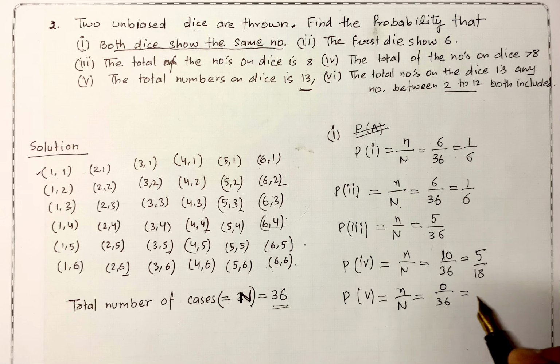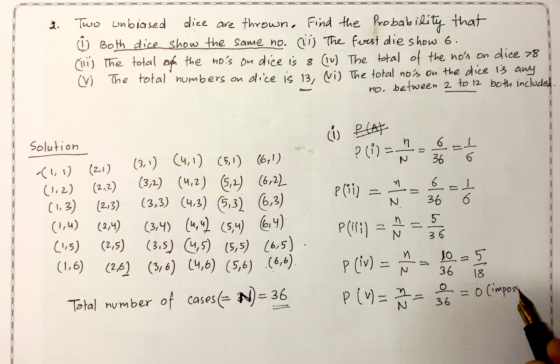0 favorable cases, and the probability is 0. This is also called an impossible event. So whenever the probability of something happening is 0, it is called an impossible event.